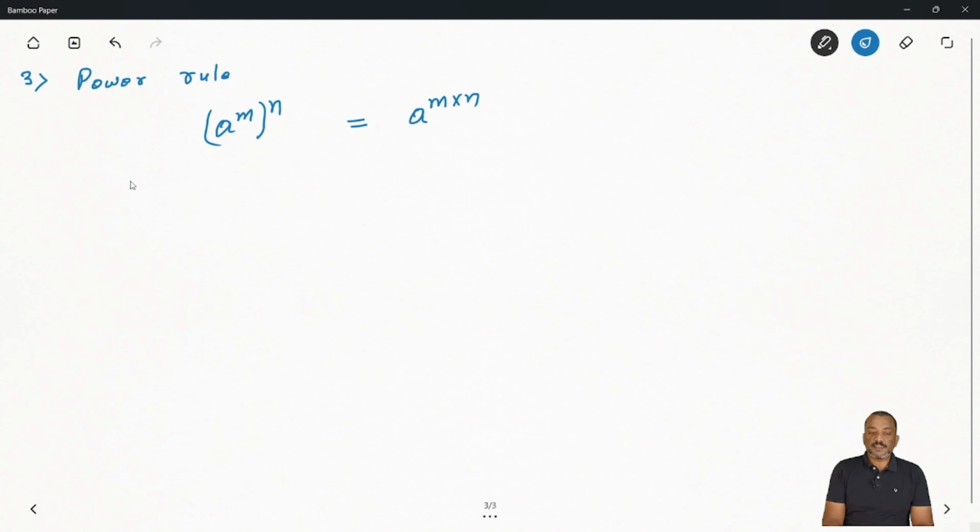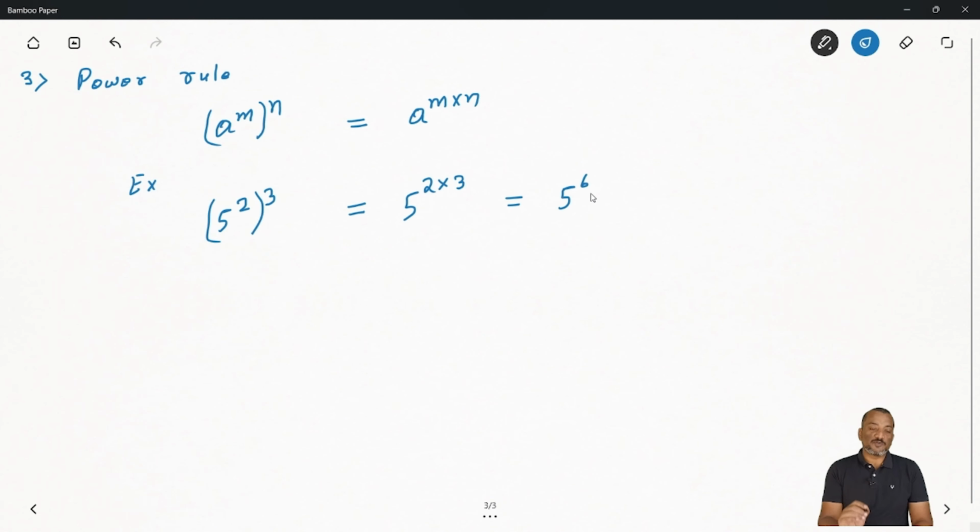Okay, so you can see with an example. Suppose you have 5 raised to power 2 and the whole of it has power 3. So which means 5 exponent 2 times 3, you will get how much? 5 exponent 6. So that is followed by the power rule. Okay, hope it's clear. Now coming to the next one, we have negative exponent. Negative exponent rule.